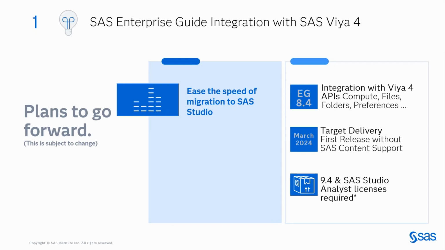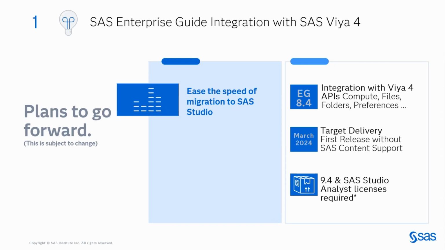Ja tosiaan, nyt ollaan menossa jossain EG 8.3:ssa, se taisi olla viimeisin versio, niin EG 8.4 on suunnitteilla, ja silloin se liittyy VIYA 4 -ympäristöön niiden API-rajapintojen kautta, mitä muutenkin hyödynnetään. Tulee niistä vielä lisää, mutta ne yleisesti käytössä olevat elementit, objektit, eli compute, files, folders, preferences, tullaan liittämään sillä tavalla, että VIYA 4 -ympäristöä voidaan hyödyntää.